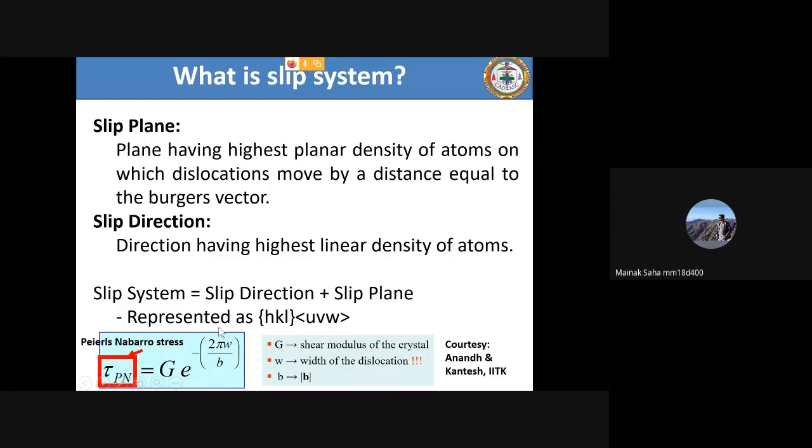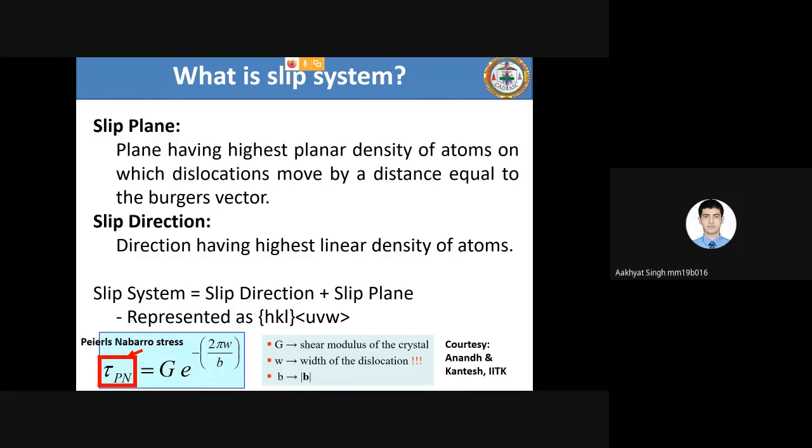Now if this term is going to be very, very high, this means tau PN should reduce, because this is a minus sign. So it should drastically reduce. As it is drastically reducing, that is the reason why slip cannot happen on a random plane, rather it can happen only on the slip plane and in the slip direction. This is the basic logic behind slip, considering slip on a particular slip plane and slip direction. I think guys you got the idea, no?